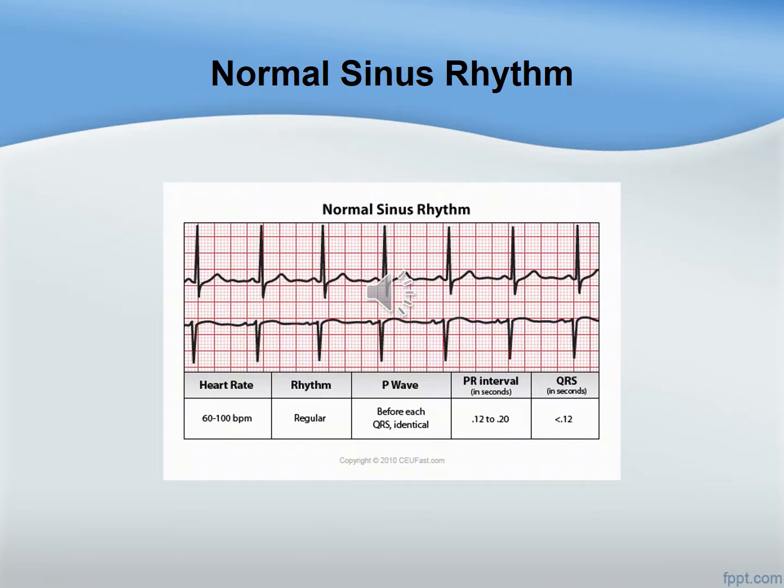The QRS is 0.12 seconds or less. The PR interval is between 0.12 and 0.20 seconds when we measure it. So this is the normal sinus rhythm that you want to see on the EKG to let us know that everything is working, the electrical activity of the heart is normal.